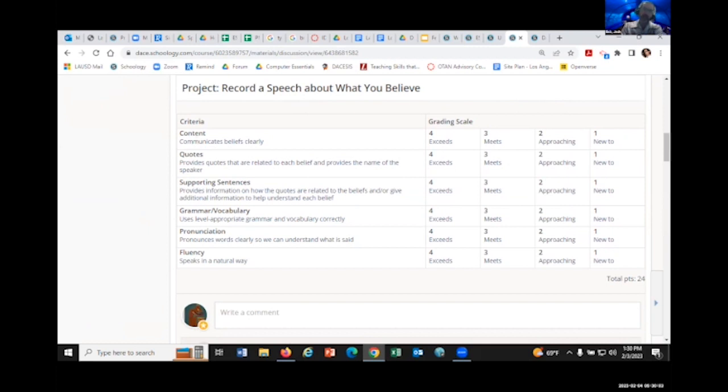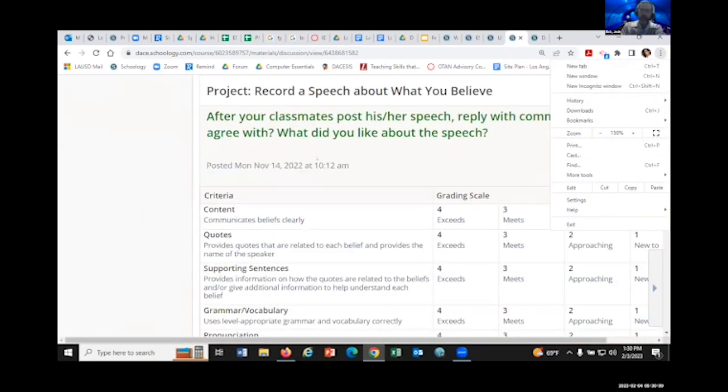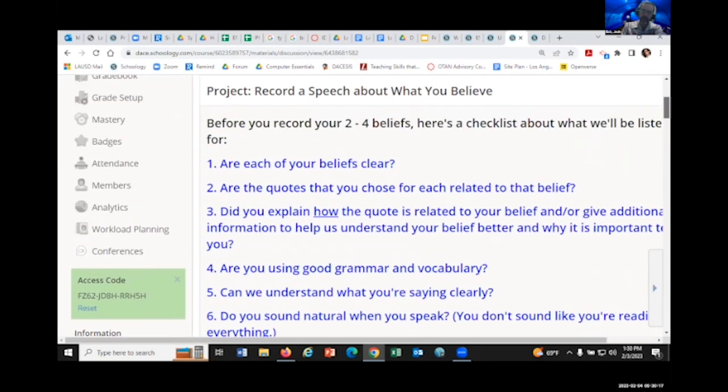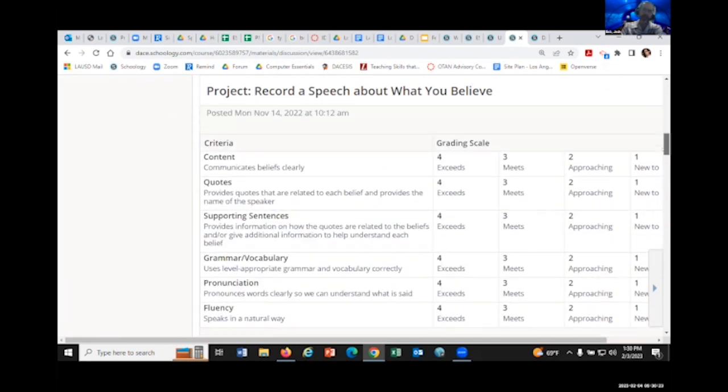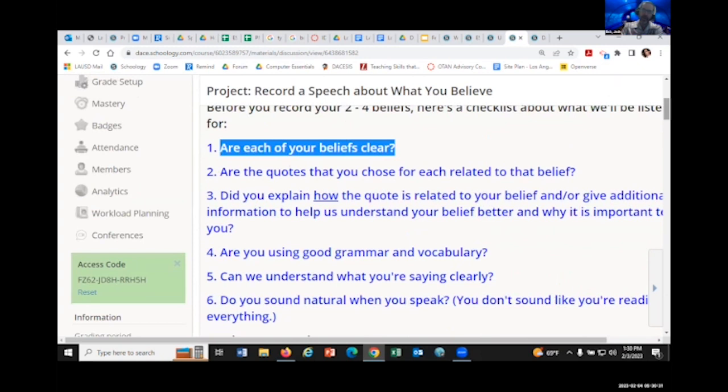And if you look at the rubric here, just as an example, one of the criteria that I'm looking for is content, that the student communicates beliefs clearly. Well, check this out. If you go back up to the checklist, it's right there. Are each of your beliefs clear? Another thing that I'm going to be listening for, that they provide quotes that are related to each belief and provide the name of the speaker. Well, if you go back up to the checklist, it's right there.